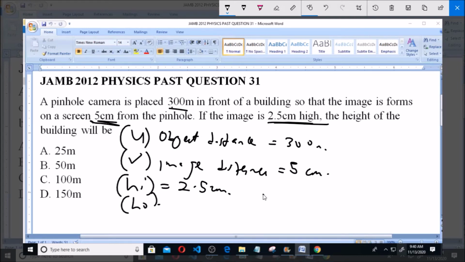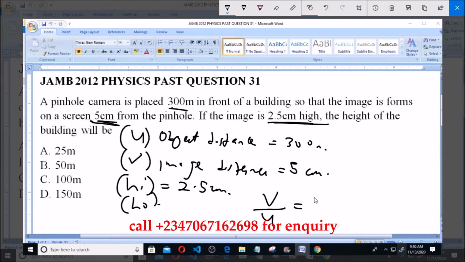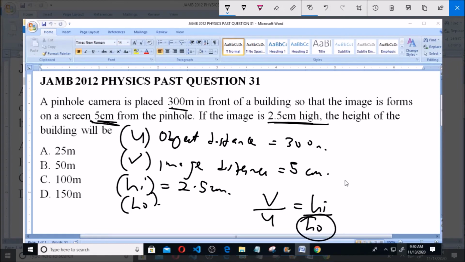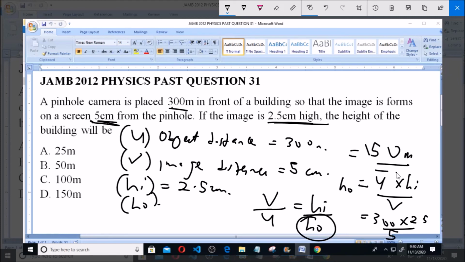Now, for a pinhole camera, V over U is equal to HI over HO. So if we input our values and make HO, the object height, the subject of the formula, HO will be equal to U multiplied by HI divided by V, and that is equal to 300 multiplied by 2.5 over 5, and everything here is equal to 150 meters. 150 meters is option D. So D is the answer to this question.